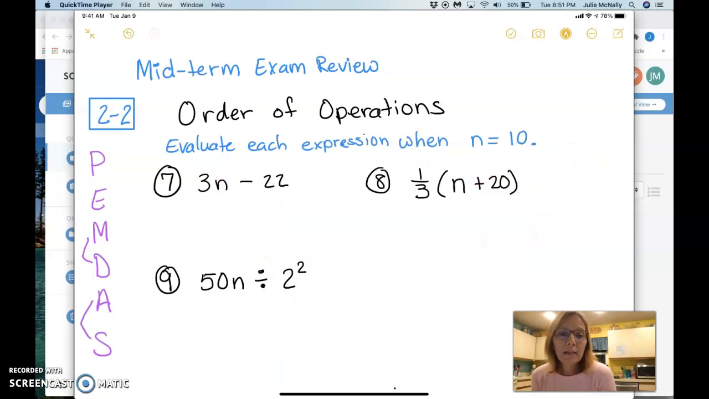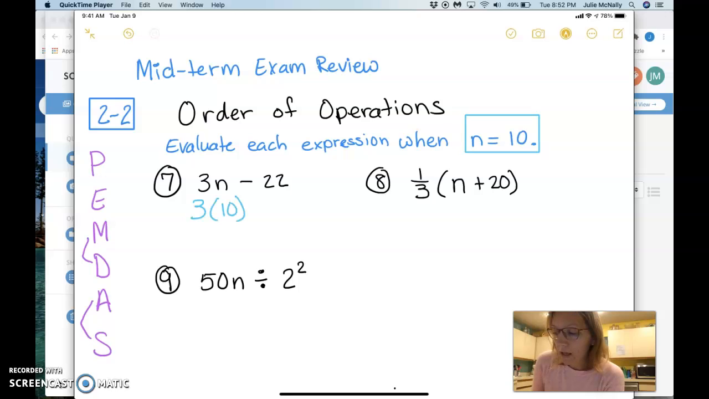All right, for the next section, we're still using order of operations, but now they're giving us a value for n, and they're saying n equals 10 in the directions, and then we have to plug that into each of these expressions and find out what the answer would be when n is 10. So I hope I got the numbers right. I forgot to see what number we were on when I erased the last screen, so I think we're on 7.